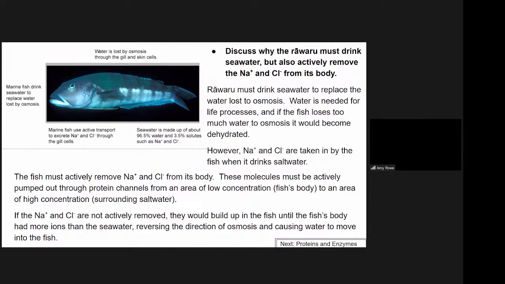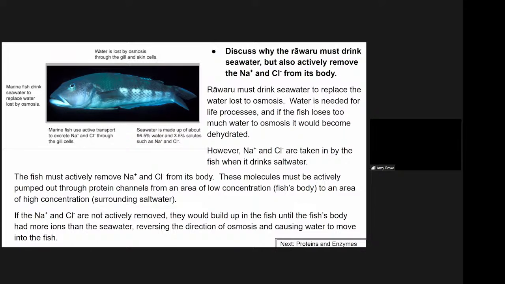So instead of the water moving from inside the fish to the seawater, you're going to get water moving from the seawater into the fish. And if it all rushes in to try and equalize that concentration gradient, then you can cause the fish's cells to swell up, burst, and die. And if you recall, a fish requires its gill cells in order to be able to exchange oxygen. If its gill cells swell up, burst, and die, then so does the fish.